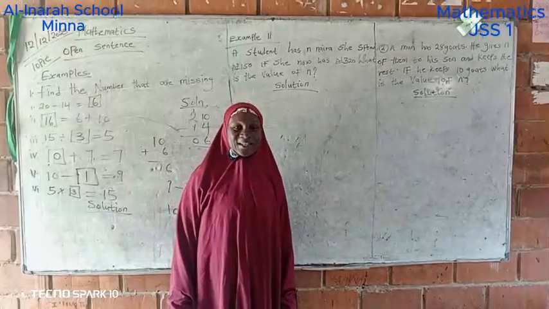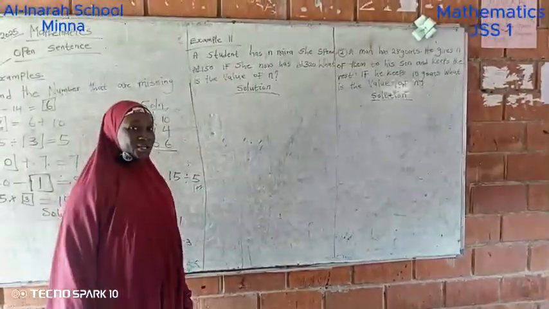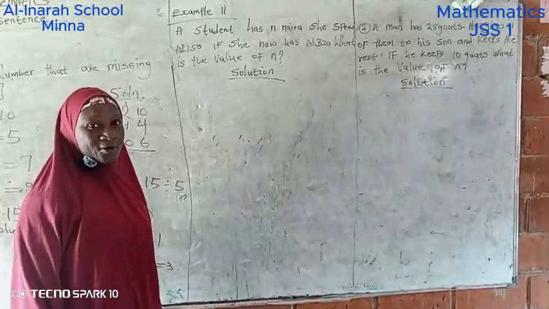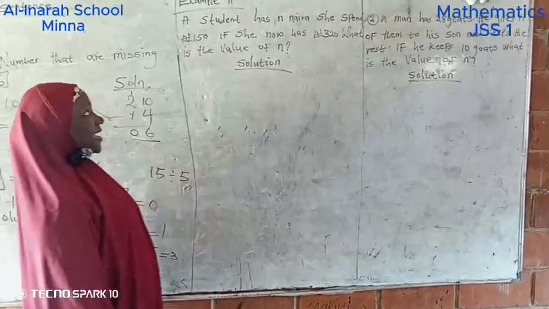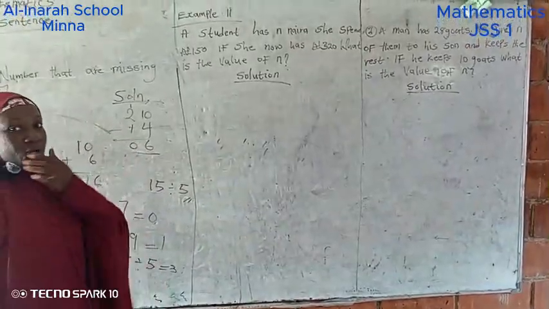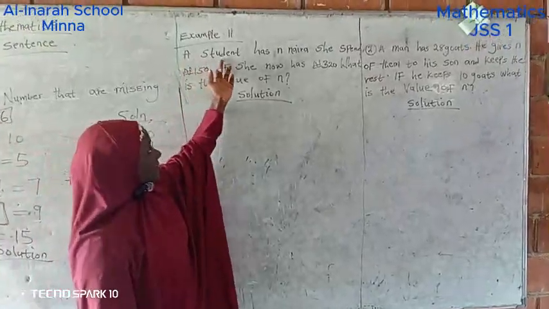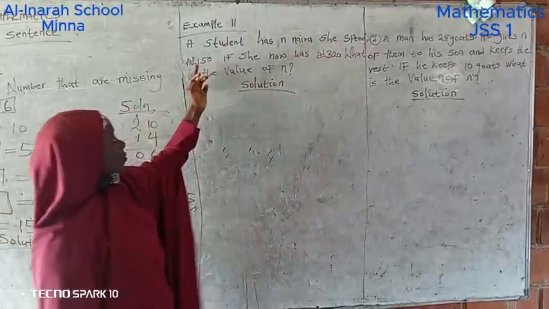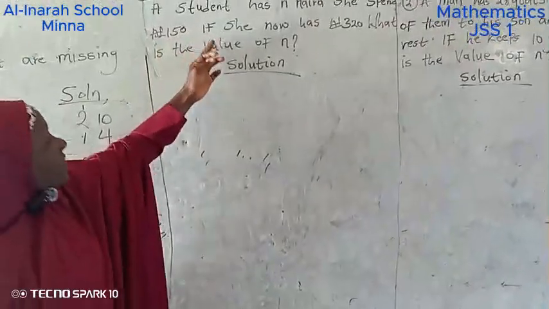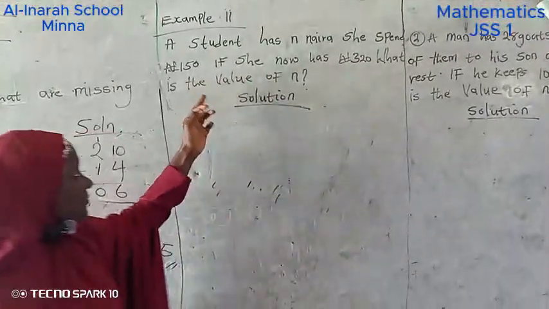Come back to the next class. Today we are going to be talking about word problem under open sentence. And here is an example of a word problem. A student has n naira. She spent 150 naira. If she now has 320 naira, what is the value of n?